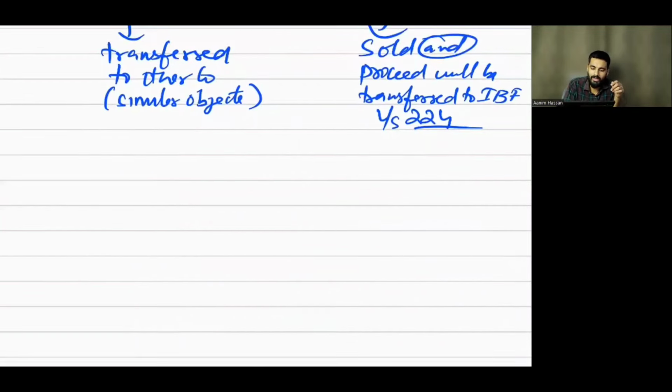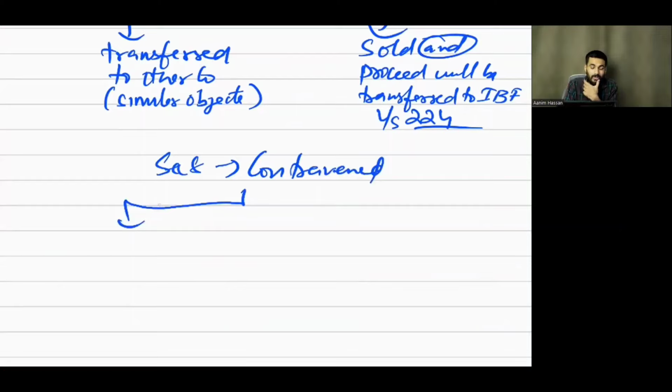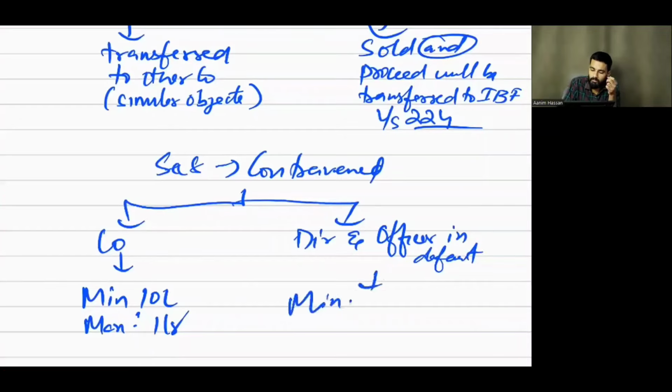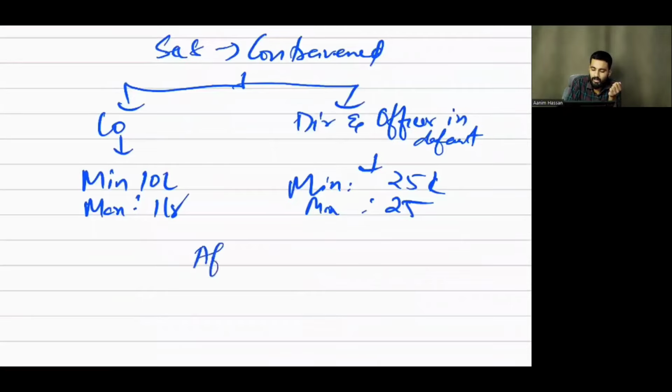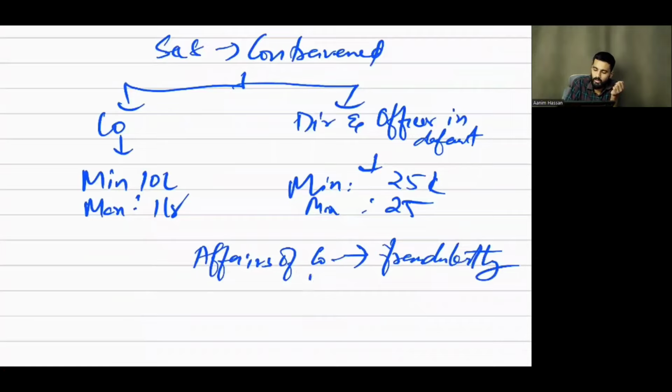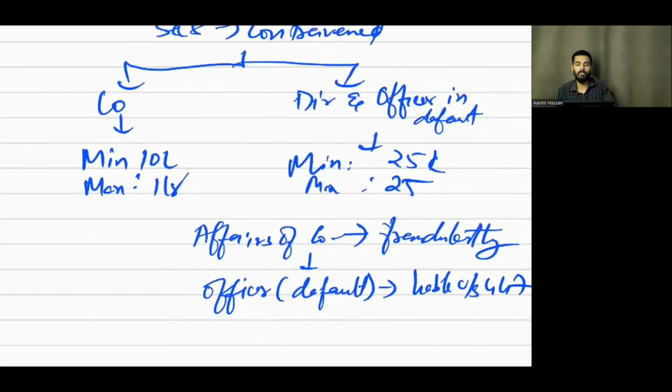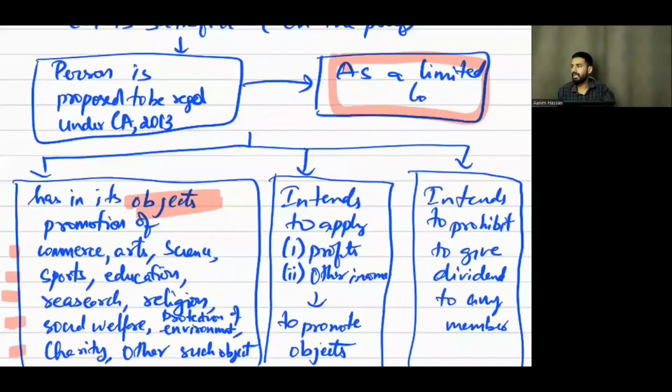One last point: where section 8 has been contravened, what is the punishment? The company: minimum 10 lakhs, maximum 1 crore. Director and officer in default: minimum 25,000, maximum 25 lakhs. And if the affairs of the company have been conducted fraudulently, then the officer in default is liable under section 447. So what did we see in section 8? We'll revise, and that's it, we completed section 8.